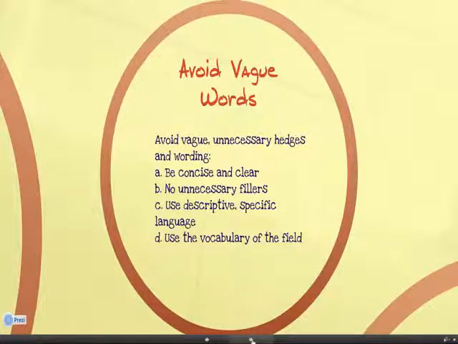You also want to avoid using vague words, and in order to do so, you want to avoid any unnecessary fillers. You want to be concise and clear within your writing. You want to use descriptive, specific language in the sense that you want to tell your reader exactly what you're doing. Shy away from the word very. A lot of people find that that's unhelpful and just a filler. And you want to use the vocabulary of the field. So if you are in a biological field, your language and your vocabulary may be different than if you're in a sociological field.